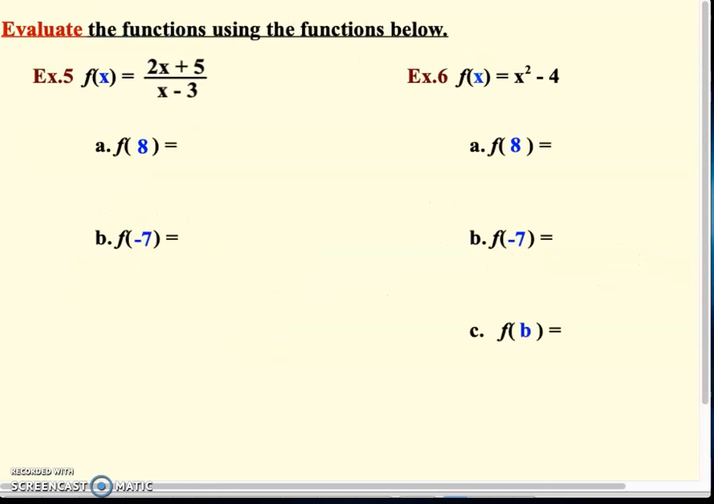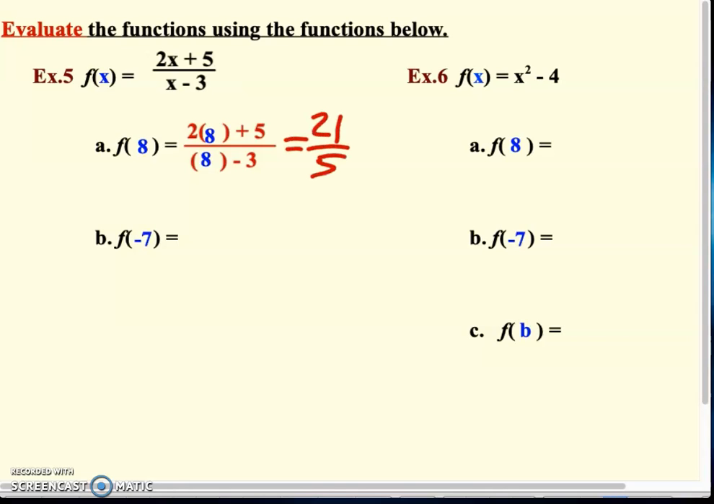So, a little bit of practice of plugging in. We're giving you a couple of functions up top. Let's evaluate f of. f of means f of x. You replace the x in the equation with whatever you're asked to evaluate. So f of 8, plug in 8. So all I did was replace, substitution, right? f of x, shove that x into your equation, work it out. 21/5. f of negative 7, okay.